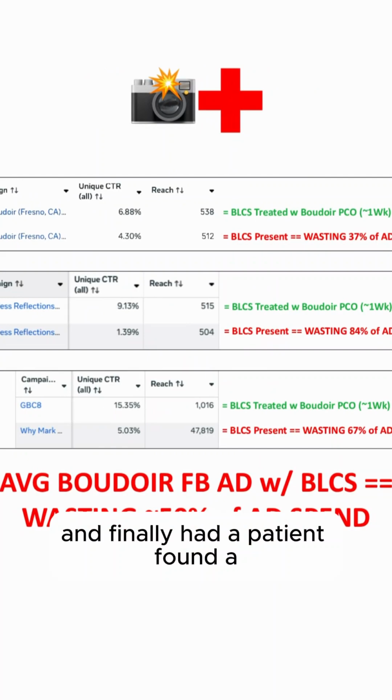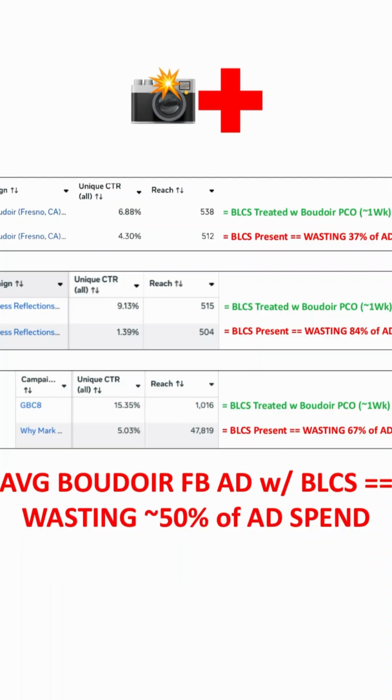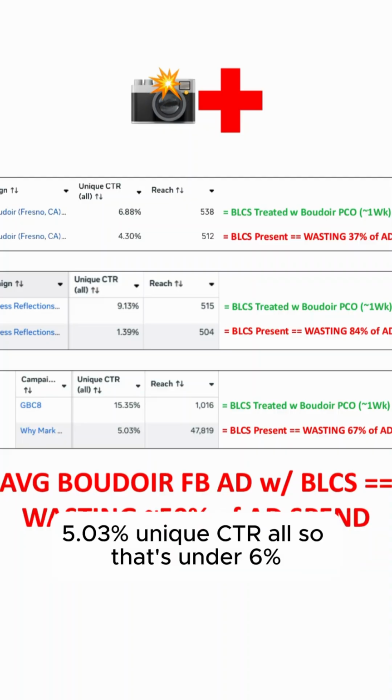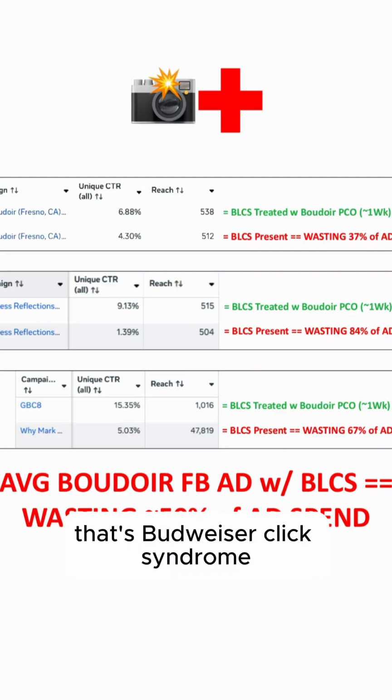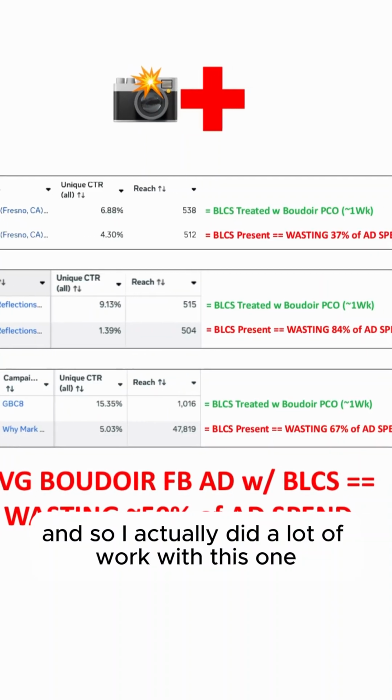And finally, I had a patient who found his Boudoir Facebook ad. He had BLCS present, 5.03% unique CTR, so that's under 6%. That's Boudoir low click syndrome. And so I actually did a lot of work with this one.